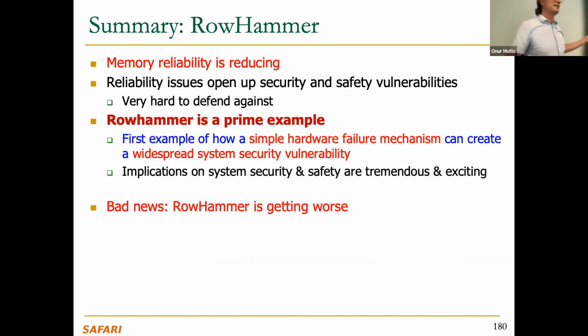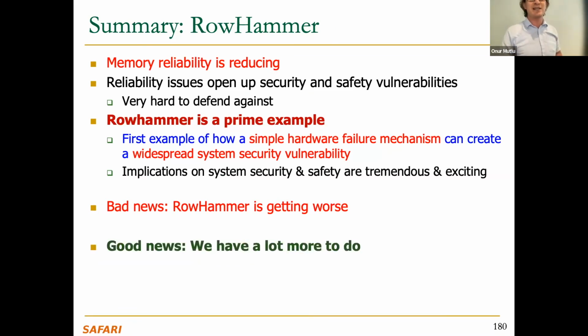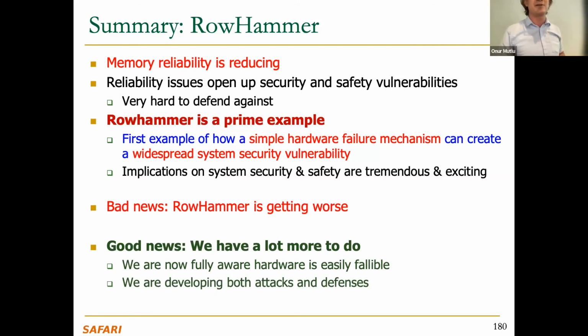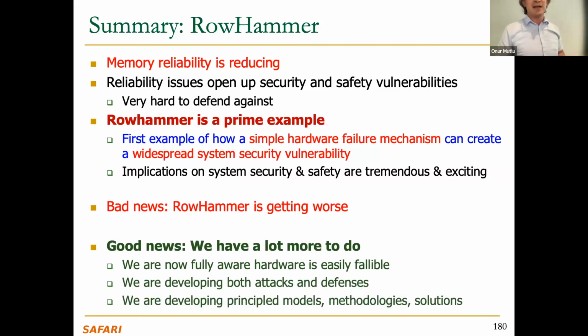The bad news is this is getting worse, and there are other effects that are coming up that we need to understand. The good news is we have a lot more to do. At least, hopefully, we're now fully aware that hardware is easily fallible. There's a lot of issues in hardware, and I think we need to really be solving all of those. We're developing both attacks and defenses, at least from a security perspective. And we're hopefully developing more principled models, methodologies, and solutions. I think we need to do a lot more on this last one over here, because I think understanding is lacking in this area, which leads to holes that are open.